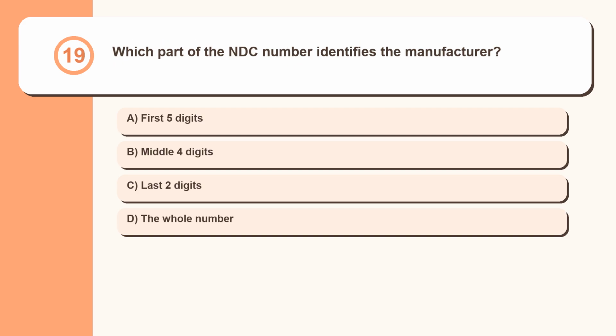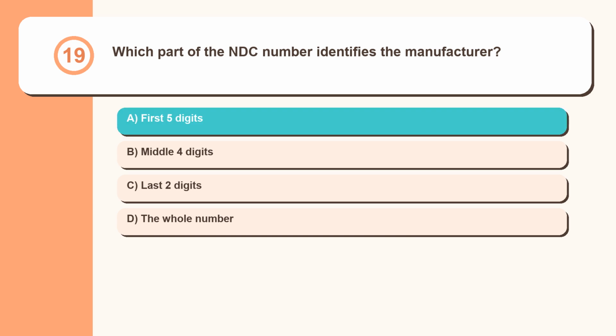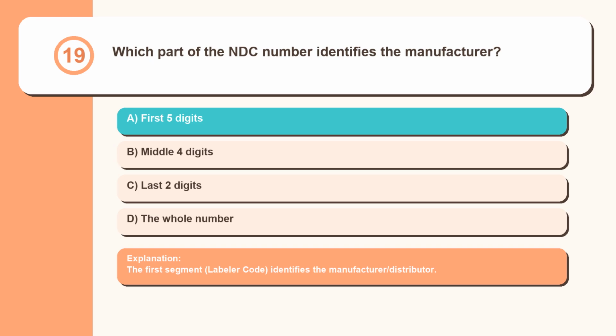Question 19. Which part of the NDC number identifies the manufacturer? First 5 digits, middle 4 digits, last 2 digits, the whole number. The first segment, the labeler code, identifies the manufacturer or distributor.